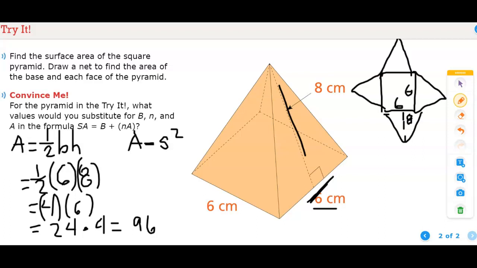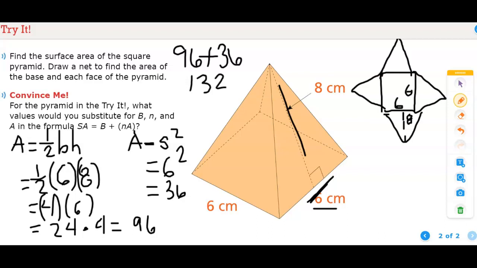Now we have the square base, which is 6 centimeters, and so s squared, we substitute s with 6 squared. 6 times 6 is 36. So the area of the base, which is a square, is 36 centimeters squared. Now you add 96 and 36, and that equals 132 centimeters squared would be the surface area of that square pyramid.